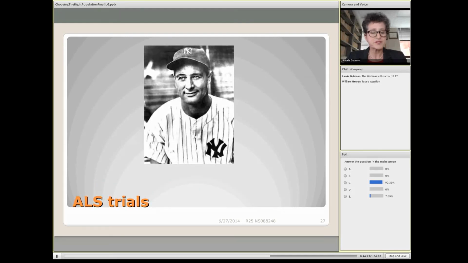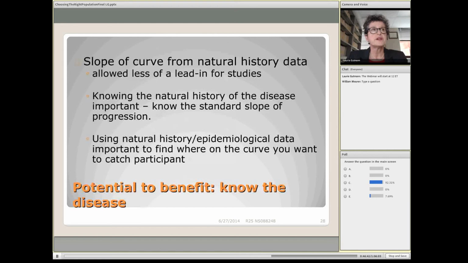So let's talk specifically about ALS trials. In ALS trials, time to tracheostomy or death were the original outcome measures in a disease that on average patients only survived 4 years from diagnosis. So having natural history data was important for this disease, and the natural history data was collected over many years. You could look at the slope of the curve from the natural history data, and this allowed for less of a lead-in for studies, especially in a disorder where patients didn't survive for a very long period of time.